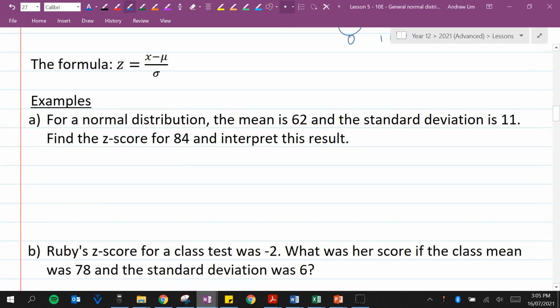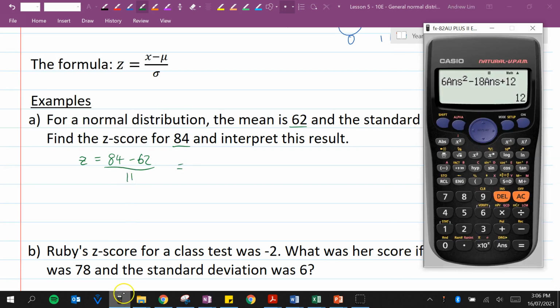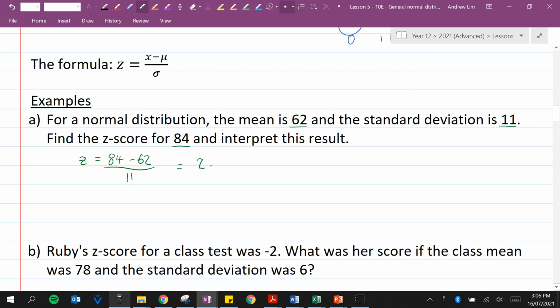So let's have a look at this question here. For a normal distribution, the mean is 62 and the standard deviation is 11. Find the Z-score for 84 and interpret this result. So we want to find the Z-score. The actual score is 84. The mean is 62, so we minus the mean. Then we divide that answer by the standard deviation of 11. So we put that in our calculator. We get 2. Okay, so you've got a Z-score of 2.